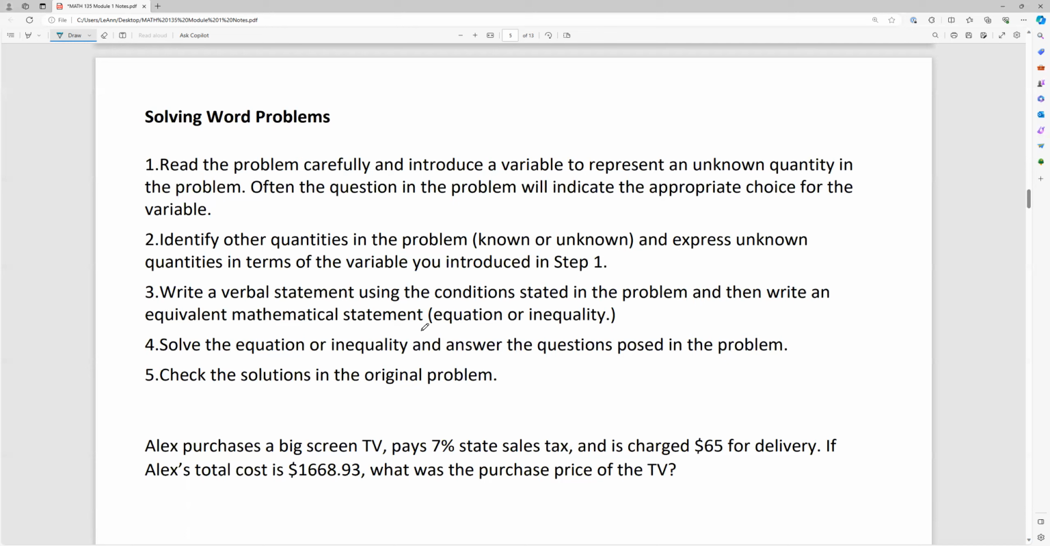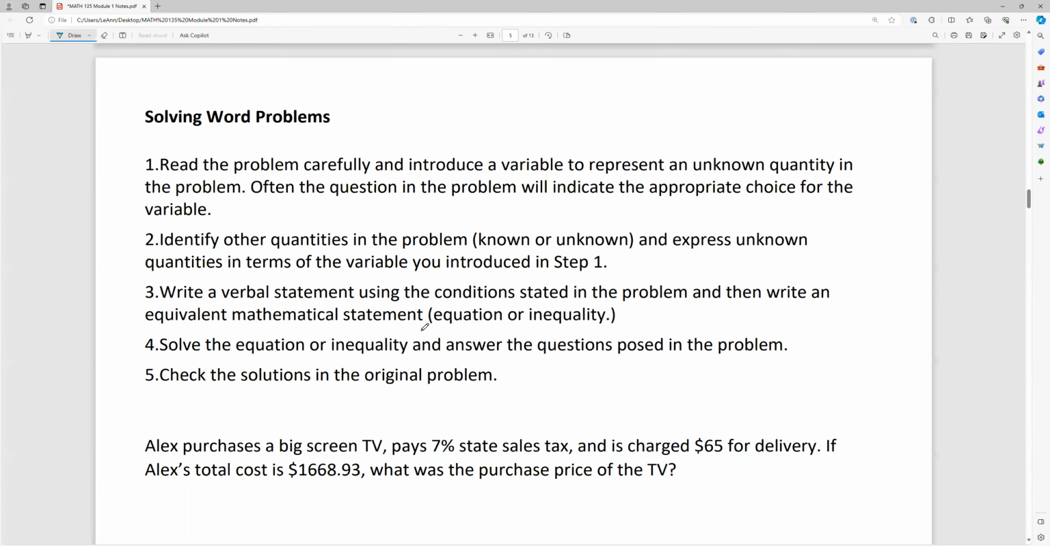Identify other quantities in the problem, known or unknown. Express those unknown quantities in terms of the variable you introduced in step 1. So this is if we have a multiple part thing, where maybe we use the x not just for one piece, but maybe multiple pieces. Or we have 2 different variables, but we're not really wanting to introduce a y yet because we don't know how to handle it. So maybe we can write the second unknown in terms of our x. We'll write a verbal statement using the conditions stated in the problem, and then write an equivalent mathematical statement, which could be an equation or an inequality depending on what they were asking. Solve it and answer the question posed in the problem. Check the solution in the original problem. Make sure it makes sense in the context of what we're doing.